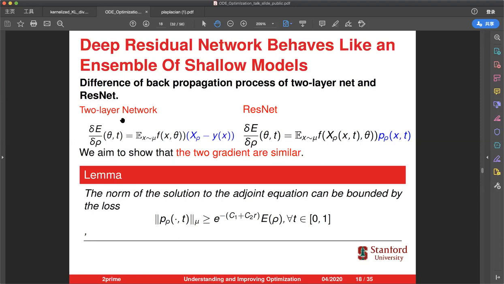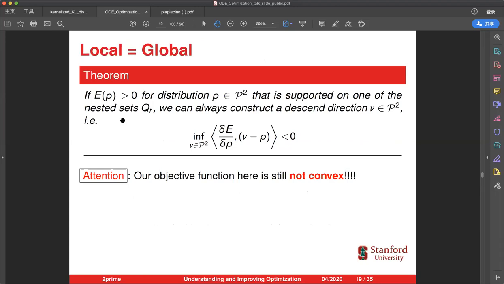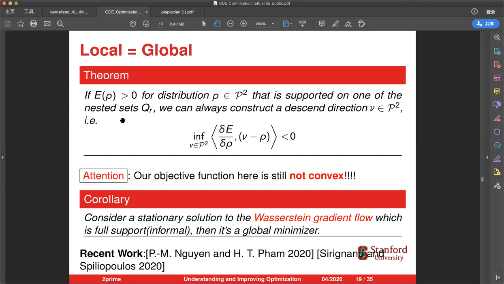It can still preserve some signal. Then I can say that for the residual network, the landscape looks very similar to the two-layer one, so that you can have this theorem. As I commented earlier, this theorem is just in the L2 space. It's not in the Wasserstein space. So if you want to go to the Wasserstein space, you should have a further claim.